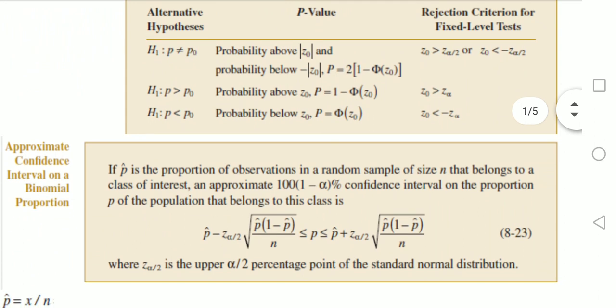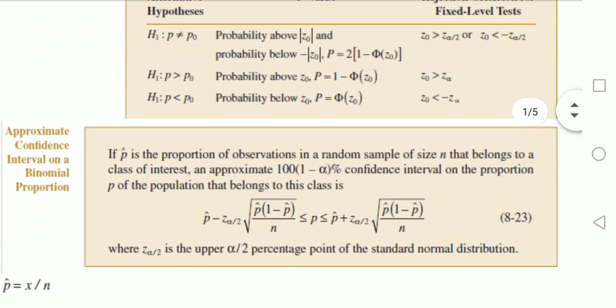And the confidence interval is P cap minus Z alpha by 2 root of P cap into 1 minus P cap divided by n less than or equal to P less than or equal to P cap plus Z alpha by 2 root of P cap into 1 minus P cap divided by n, where P cap is the estimated proportion value. Already we know x divided by n.